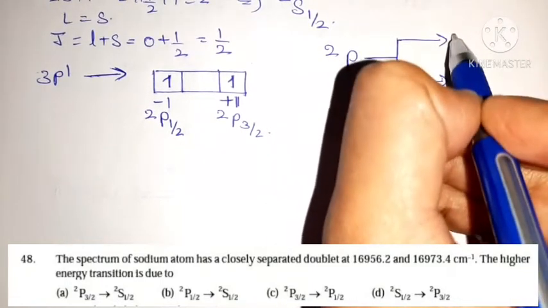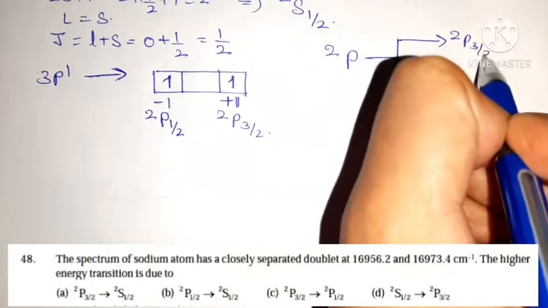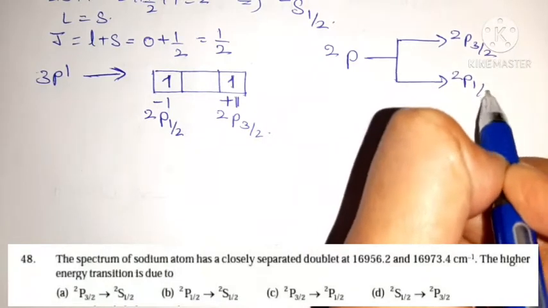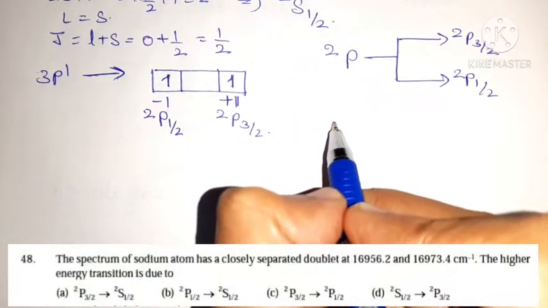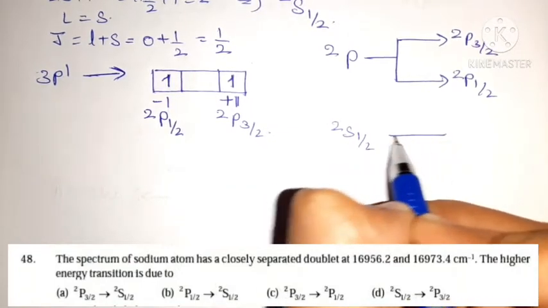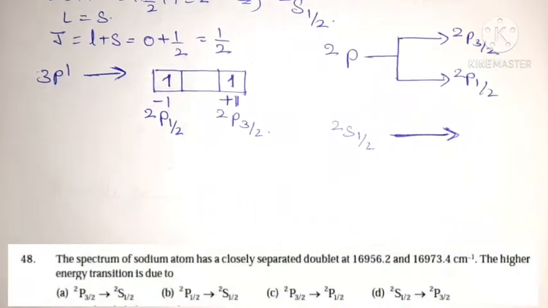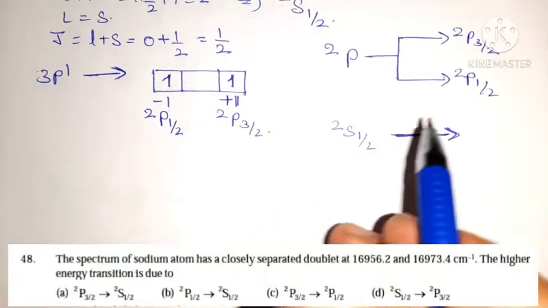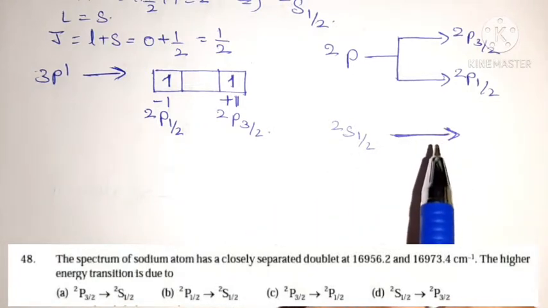Of course the higher state will be 2p 3/2 and the lower state will be 2p 1/2. And your 2s is a single state, 2s 1/2 is a single state. So this is the energy levels for the sodium atom. Now in this question we talk about emission spectrum, that means higher energy transition. And for higher energy transition we have two possible conditions.